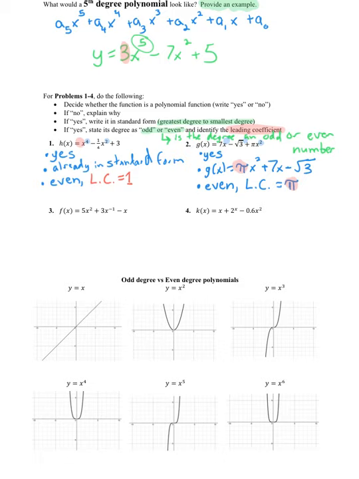Okay. Problem number 3, 5x squared, 3x to the negative 1 right there, negative 1. That means this one is a no. And we cannot have negative exponents for a polynomial function.